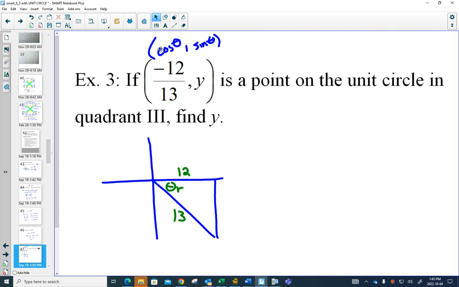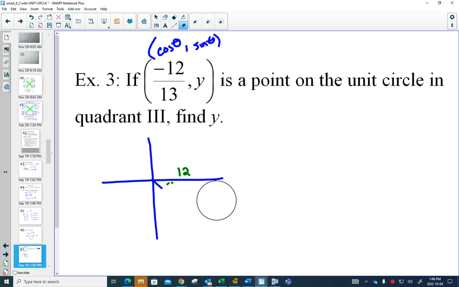A squared plus b squared equals c squared. Do you have the extra notes? That is quadrant 4. Thank you. Yeah, that is quadrant 4. That's totally wrong. Let's draw it. Let's draw it in quadrant 3.